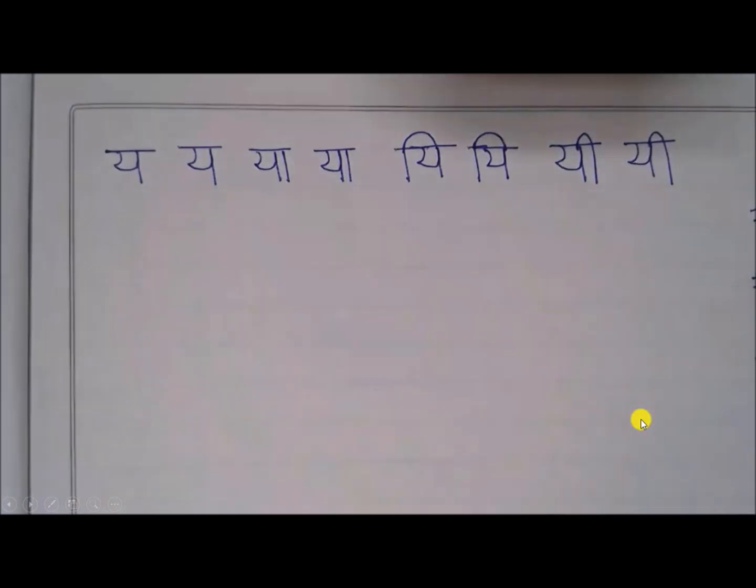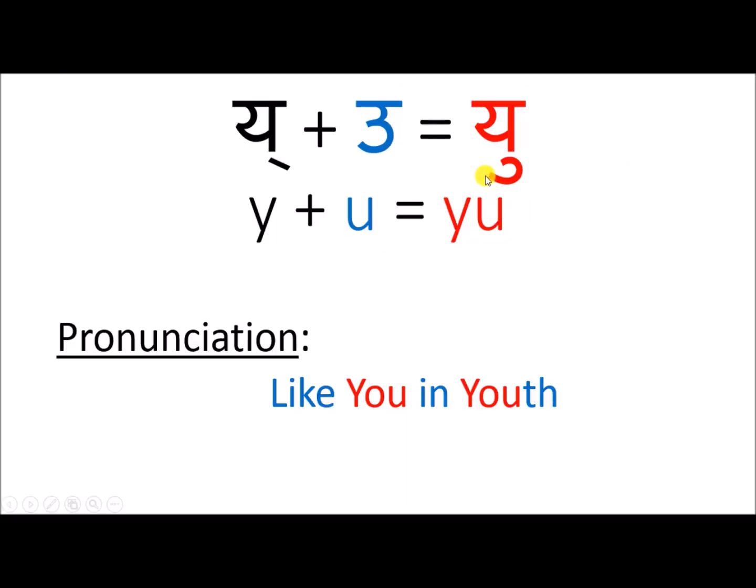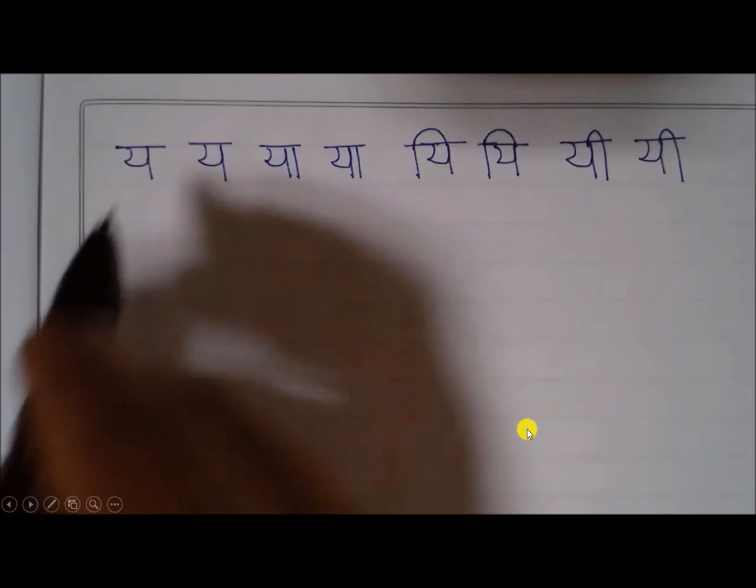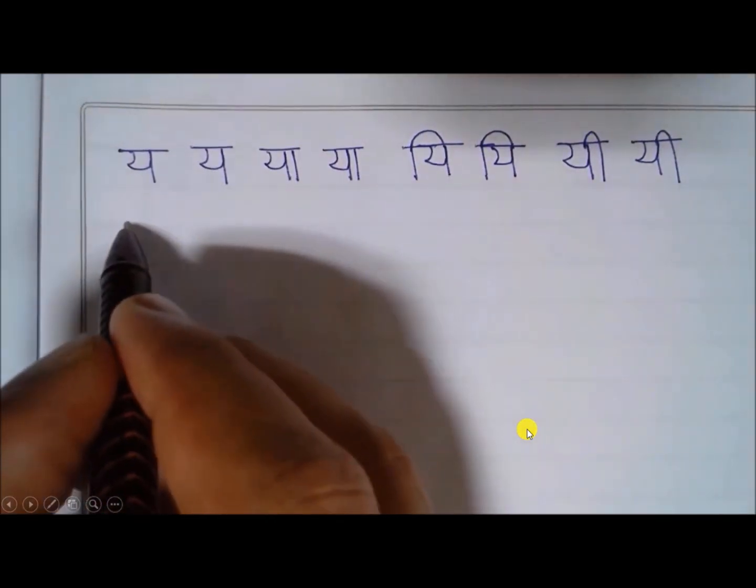The next sound is yu. You get this sound yu when you add y to u. Y plus u equals yu. You pronounce yu like you in youth. And yu is written like this.